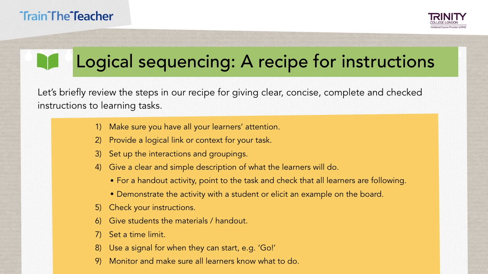For a handout activity, point to the task and check that all learners can follow you. Demonstrate the activity with a student or elicit an example on the board. 5. Check your instructions. 6. Give students the materials or the handout. Keep those face down. 7. Set a time limit. 8. Use a signal for when they can start. 9. Monitor and make sure all learners know what to do.